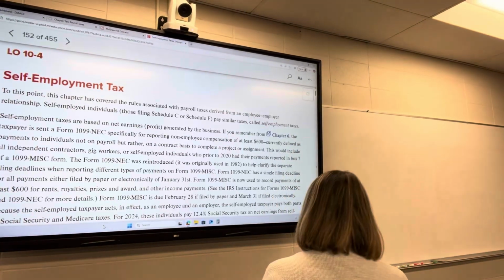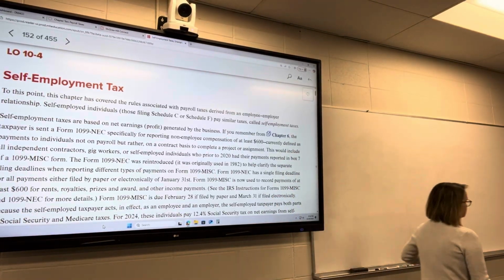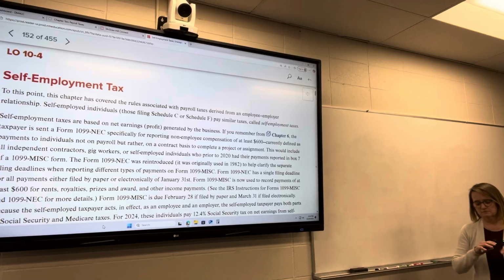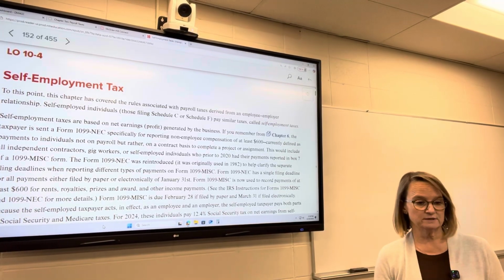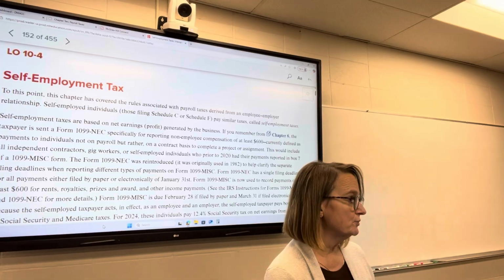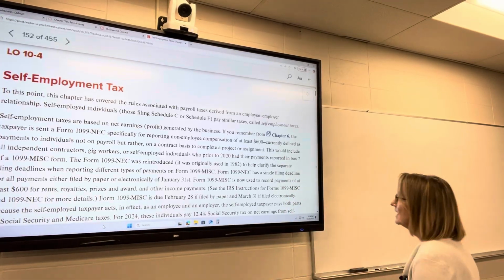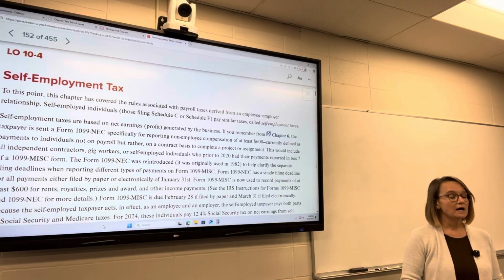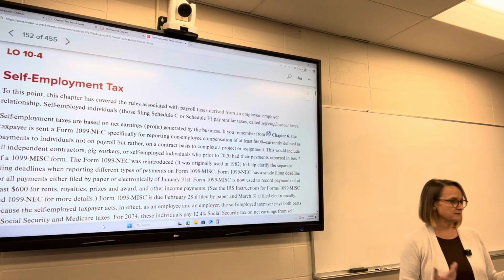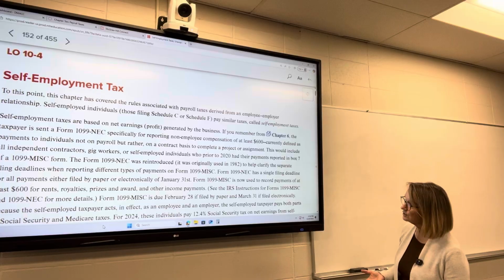Okay, so self-employment tax, remember that's the Social Security and Medicare tax that is due by the individual who is self-employed. They have to pay both the employer's and the employee's half of that. That is calculated on a Schedule SE and is associated with a Schedule C for a sole proprietor.